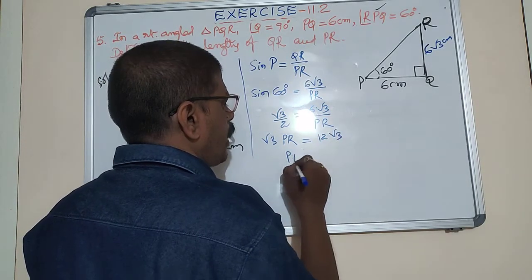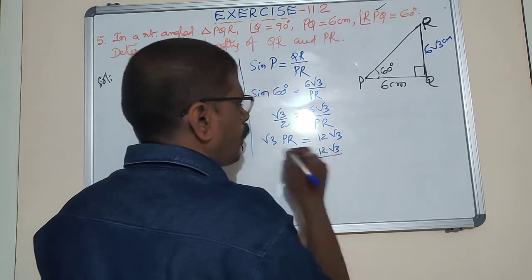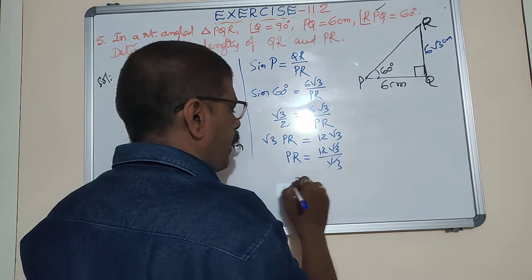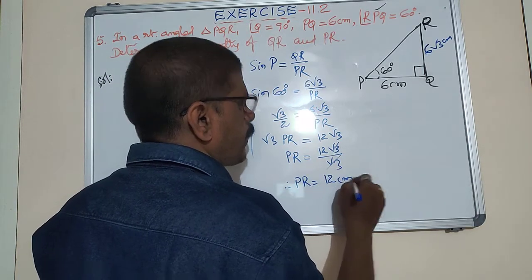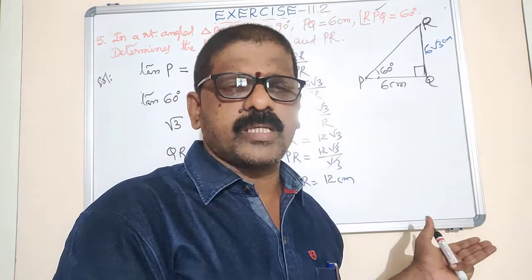Clear? Now PR equals 12 by root 3 times root 3. Now root 3 is cancelled. It will be PR equals 12 centimeters. This value is 12 centimeters. This is one of the processes.